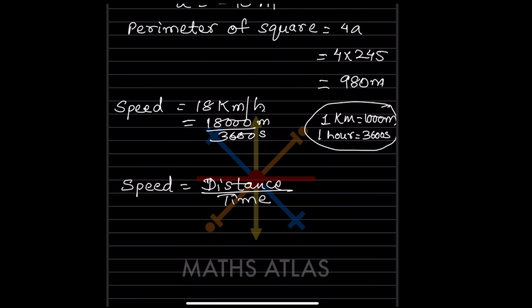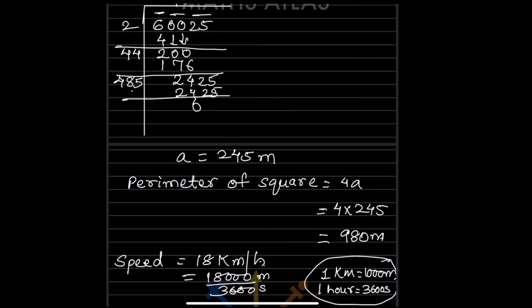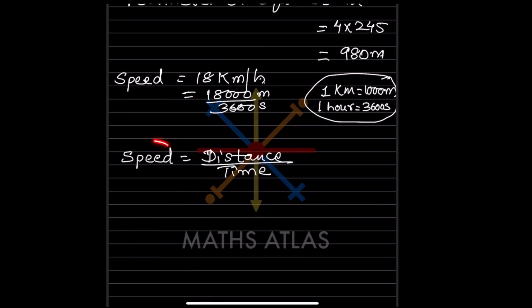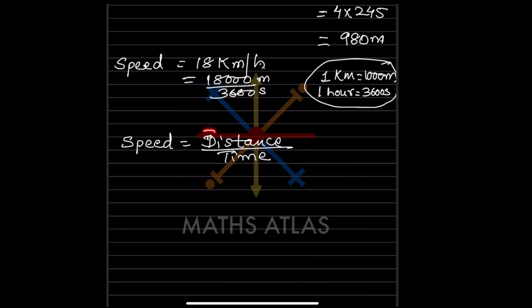So now what will you do? First thing, they have asked how much time is taken. So now we have to use this formula: speed is equal to distance by time. Many of them have a confusion over here. Here, this is the distance and time, so they think that time should be in the numerator and distance here.